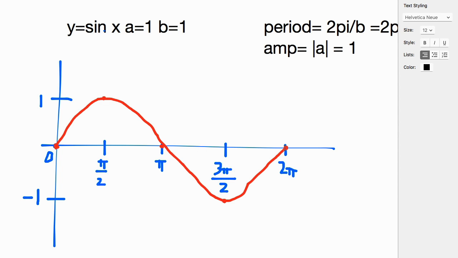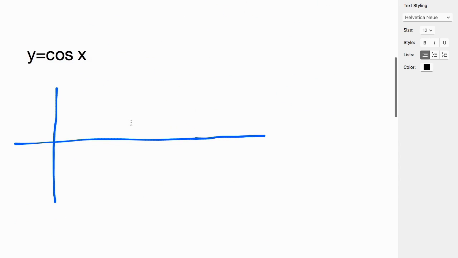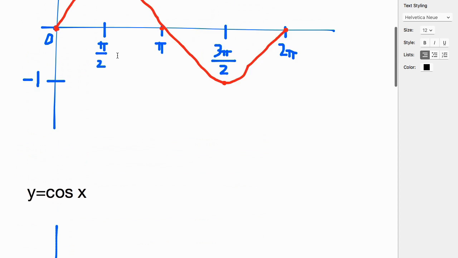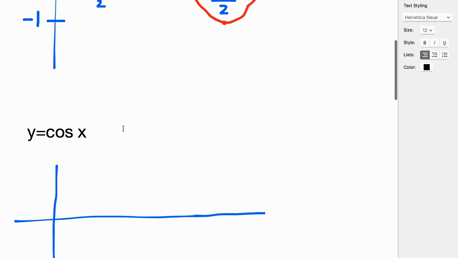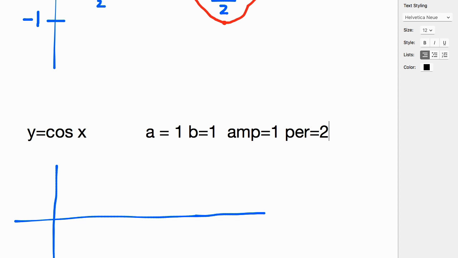Let's look at cosine. We have similar values. I'm not going to repeat the formulas we wrote up top, but just because a and b are both 1 here, if a is equal to 1 and b is equal to 1, then our amplitude is equal to 1 and the period is equal to 2 pi, if I can type today.